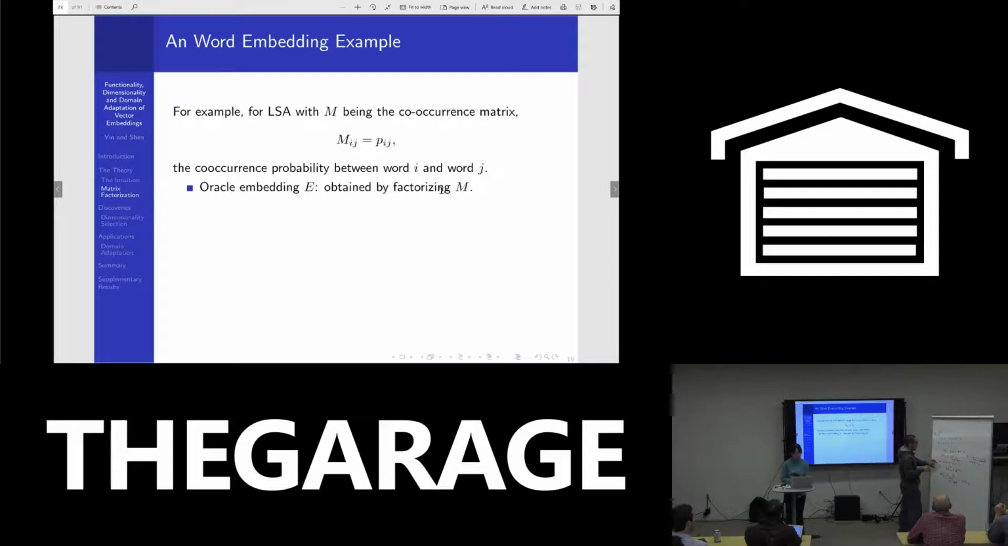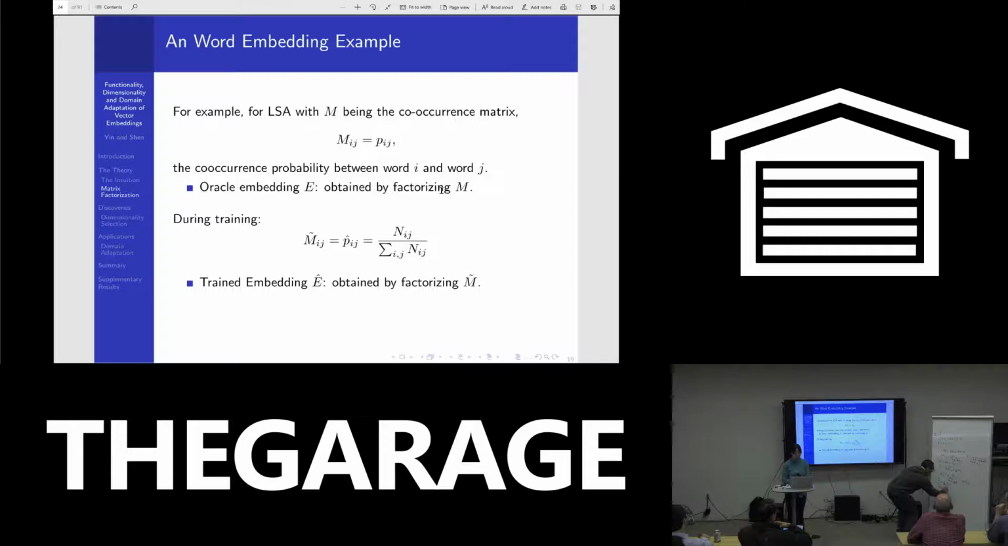And so the oracle embedding is obtained by doing factorization on this clean matrix M. And our trained embedding, which we call E hat, is obtained by doing factorization on the noisy matrix M tilde, where U tilde, D tilde, and V tilde are from the SVD of M tilde. This is what we do when we're actually doing the training.